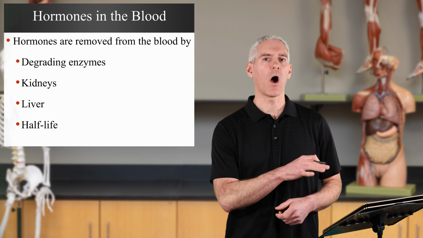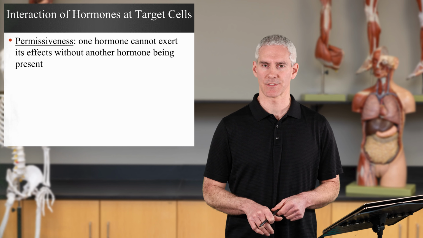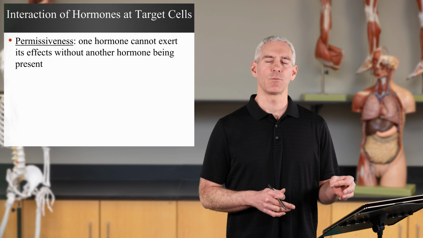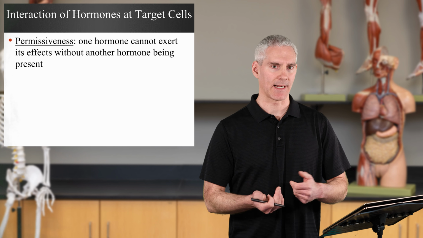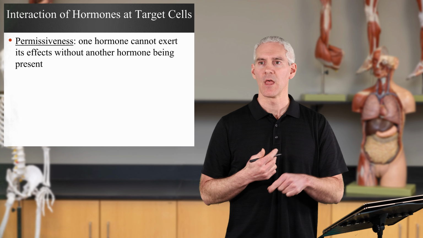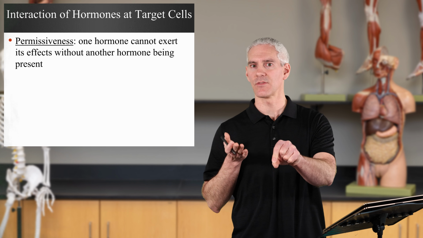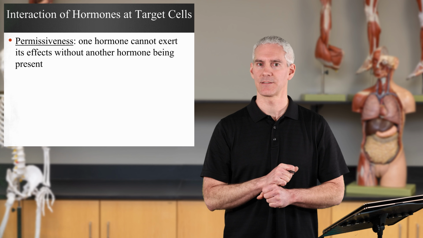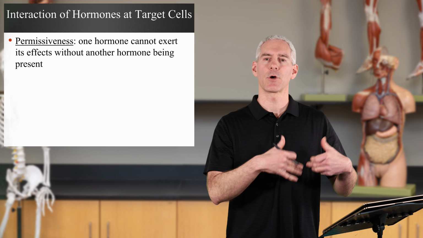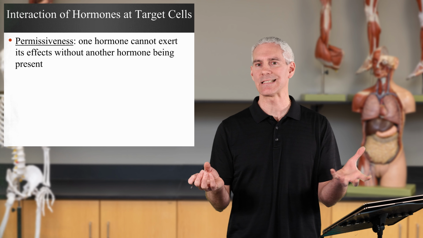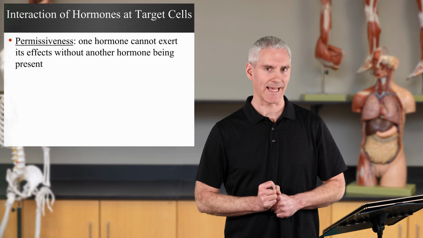Now, how do these hormones interact with your tissues? There are three main ways they can interact. First is permissiveness. In the case of permissiveness, one hormone needs a second hormone to be present to cause its action. Think of it as you have two keys to open up a door. The first one's there, but it can't do anything unless you have that second key that allows it to open up at the same time. So the idea of permissiveness: one hormone needs a second hormone to be present to cause its action.